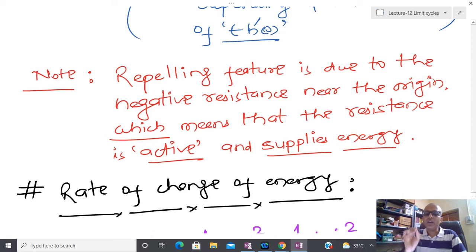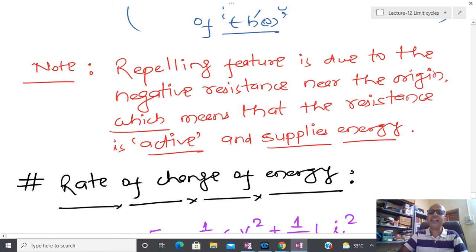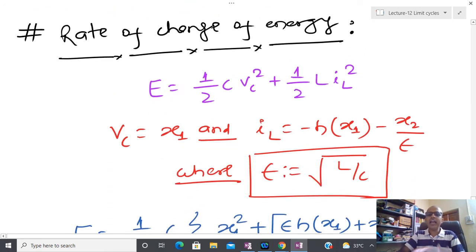We are interpreting that the resistor is actively supplying the energy. Due to that reason, we are going to check the rate of change of energy. You are all well aware that I have two storing elements, so the energy can be given like this. Now, in place of Vc, I am going to substitute Vc equal to x1 and IL equal to this, because we know both coordinate frames z1 z2 and x1 and x2, and we have also established the relation between the two. Using that relation, I have defined Vc and IL. Please check the equivalence.